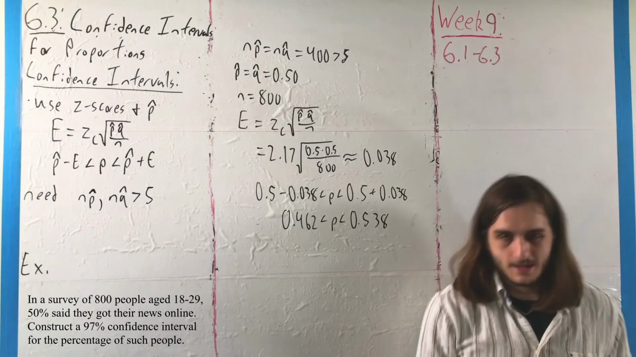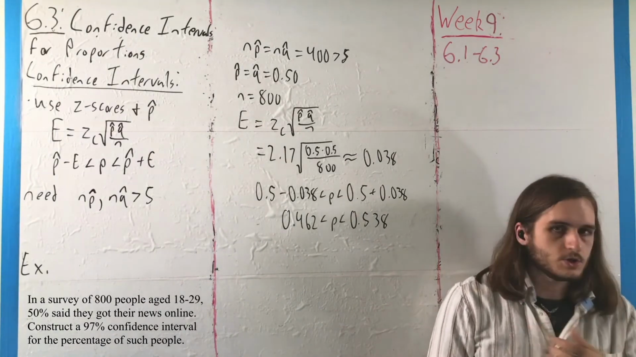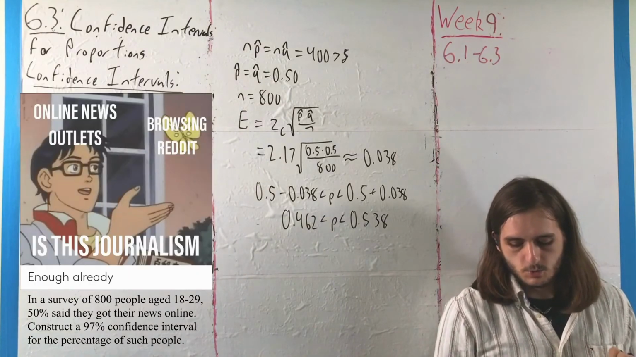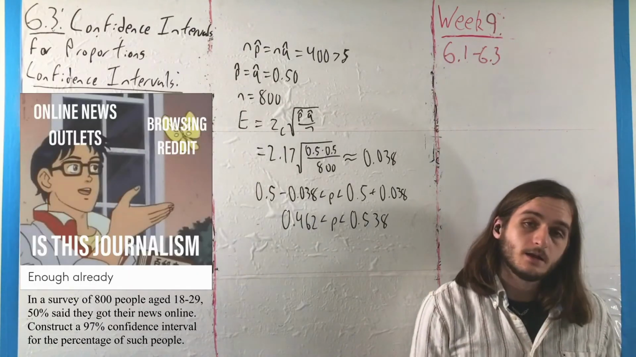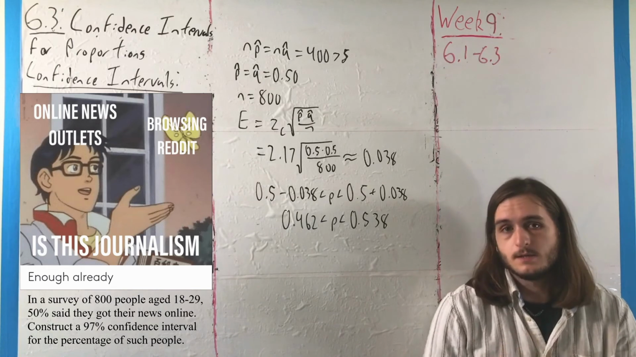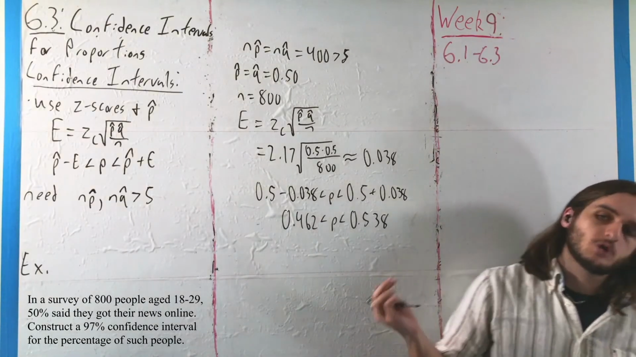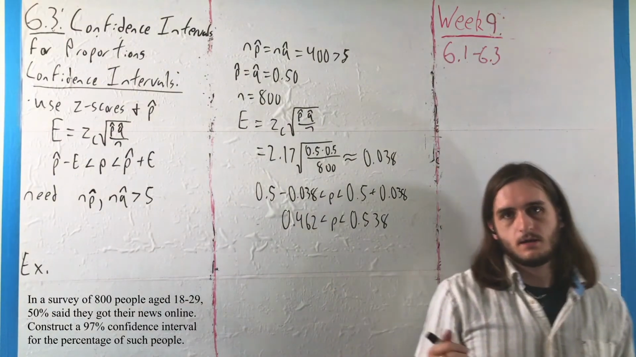That is, we are 97% confident that the proportion of people from ages 18 to 29 who get their news online is between 46.2 and 53.8%.